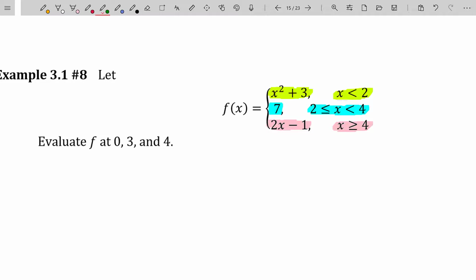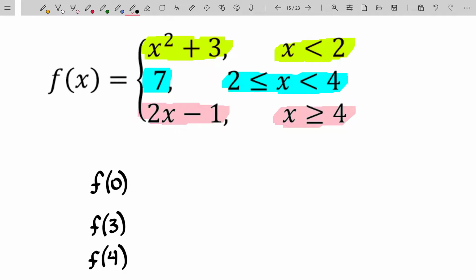Now let's go ahead and evaluate this function at 0, 3, and 4. F of 0. Well, 0 is definitely less than 2, so we're just going to plug 0 into the top function. F becomes 0 squared plus 3, or in other words, 3. If you plug in 3, 3 belongs to the second group because 3 is between 2 and 4, and the function, when you plug in 3, is always 7. There's no x value there, so there's nothing you need to plug x into. It's just an output of 7.